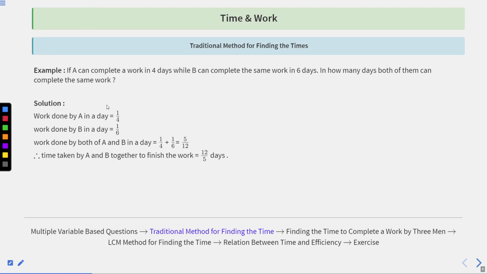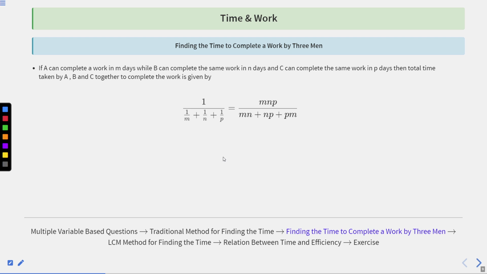So let us see an example. If A can complete a work in 4 days, while B can complete the same work in 6 days, in how many days can both of them complete the work? Work done by A in a day will be 1 upon 4. Work done by B in a day will be 1 upon 6. So the work done by both of them will be the sum, 1 upon 4 plus 1 upon 6, that is 5 upon 12. Therefore, the time taken by A and B together to finish the work will be 12 upon 5 days.